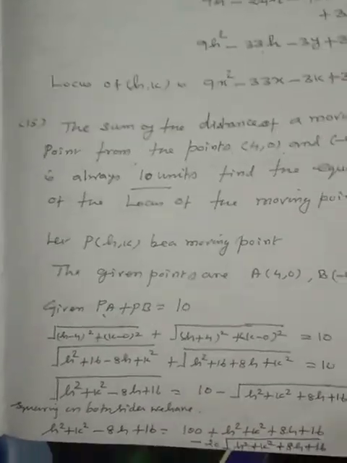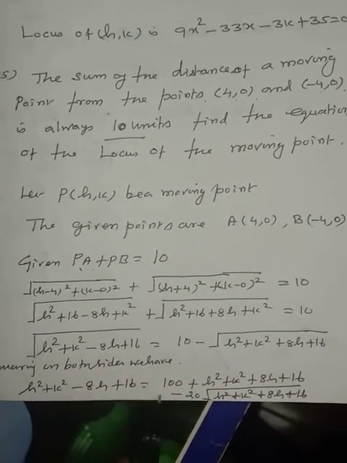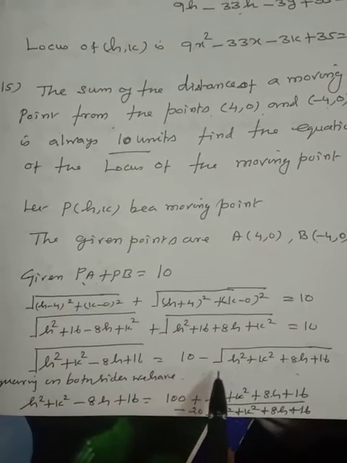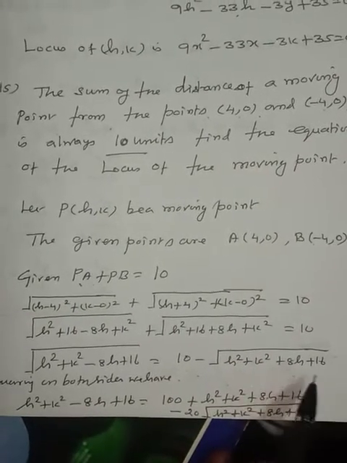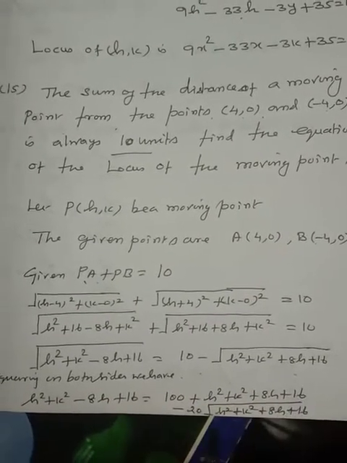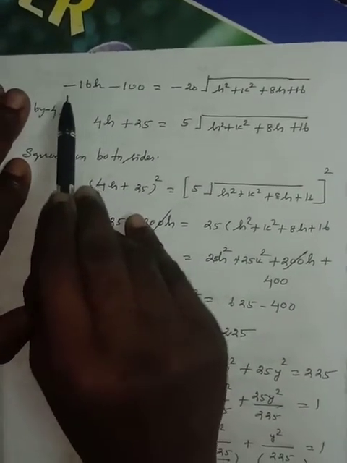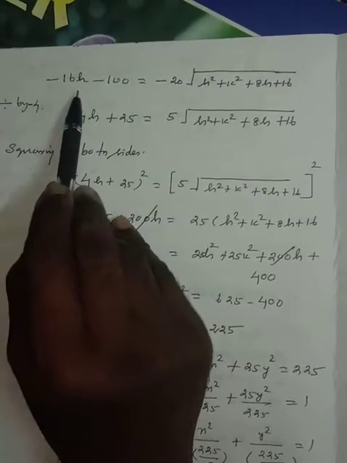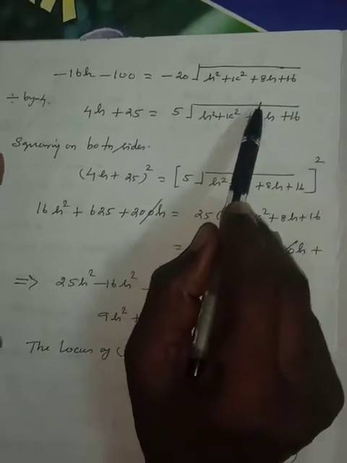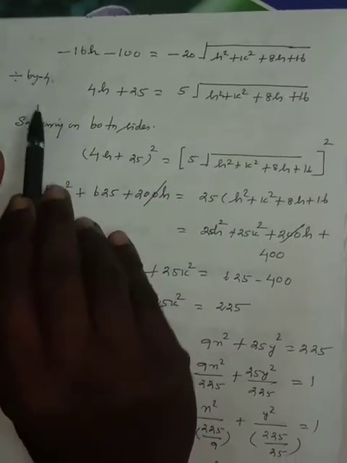Squaring on both sides, we have h² + k² - 8h + 16 is equal to, using the formula (a - b)², where a is 10 and b is the square root of h² + k² + 8h + 16, a² + b² - 2ab. Expanding and arranging, we have -16h - 100 = -20 times the square root of h² + k² + 8h + 16.